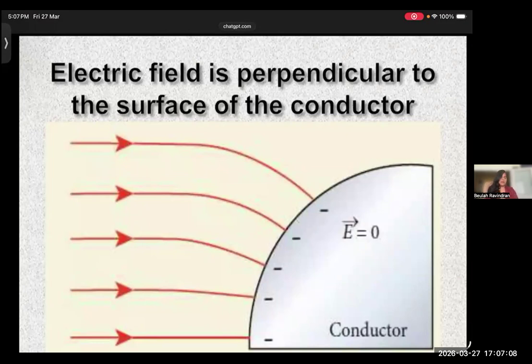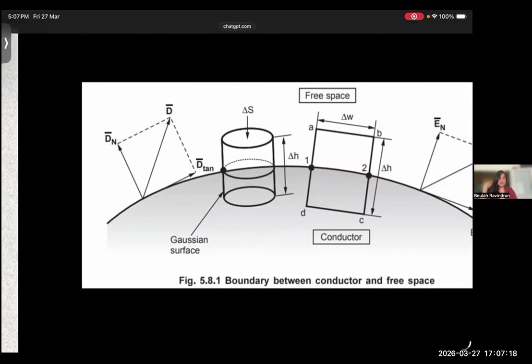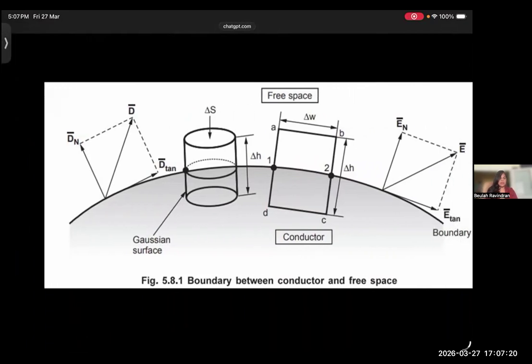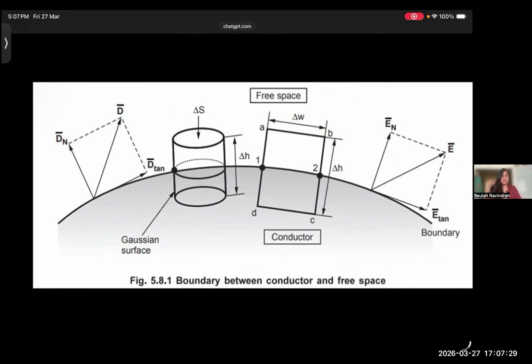So how is it perpendicular to the surface of the conductor? This is how. If it is a conductor, the electric field is zero inside and it is perpendicular to the surface, right? So see, we can construct a Gaussian surface like this. It is a conductor, okay? And then the Gaussian surface can be constructed like this, right? Partly it is in the free space, okay? You can construct a Gaussian surface.